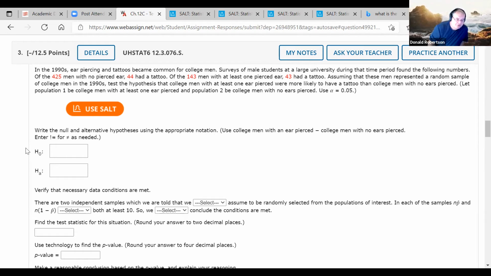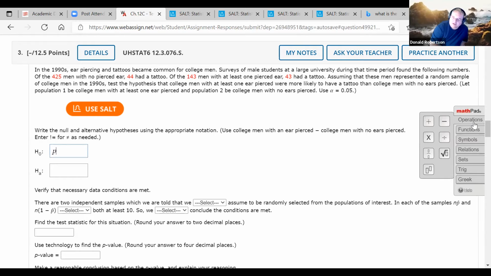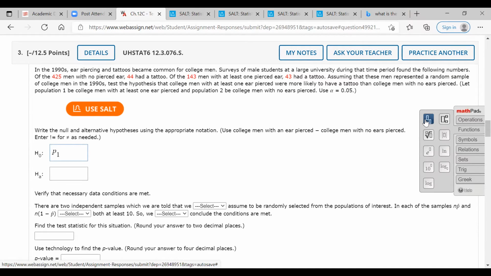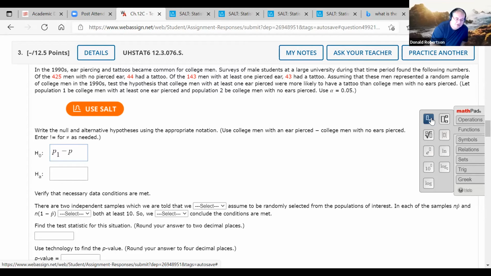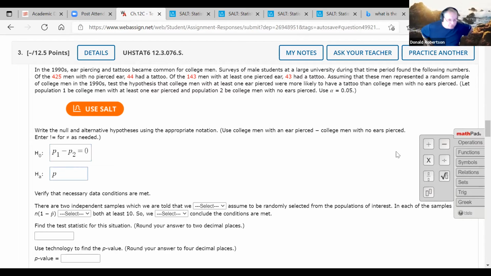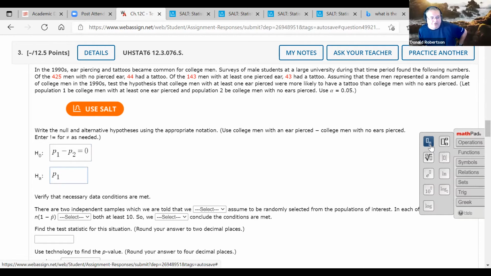So the null hypothesis is always going to be the same when you're comparing two populations. Can you remember what it should be? Is it P1 minus P2 equals 0? Yeah, every single time, because what that is saying is that they're the same. There isn't any difference between people who had ear piercing getting tattoos and those who didn't, right? And then the alternate depends on this story, and it depends on what you're trying to prove here. So I think this one's more likely.